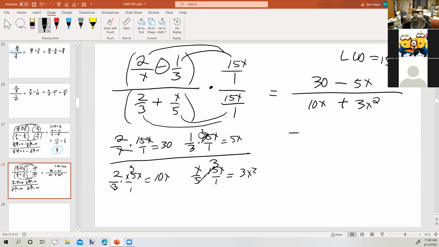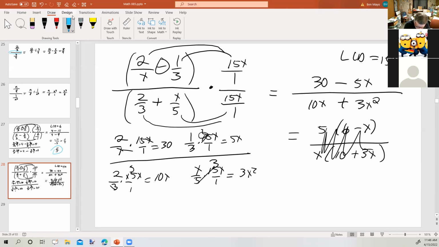Now, I can factor a 5 out of the numerator and an x out of the denominator, but it gets me nowhere. So I'll just go back to that answer. But I went through this step just to see if there was a common factor I could reduce out.